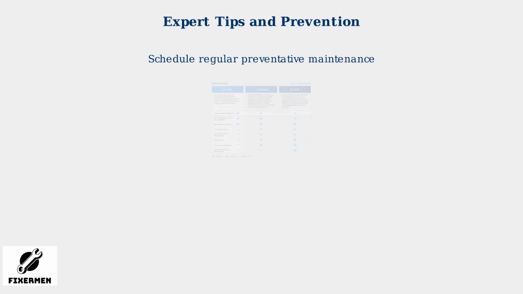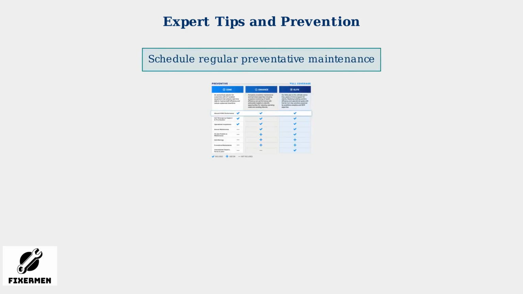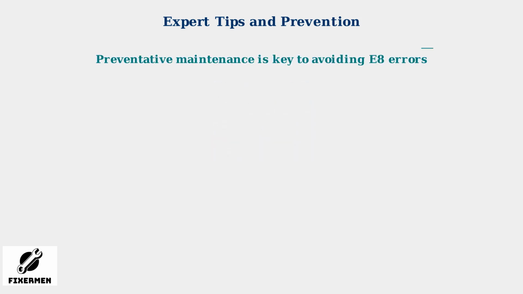Finally, professional preventative maintenance is crucial. Regular inspections and tune-ups can identify potential issues before they cause E8 errors. This not only prevents overload problems, but also extends the lifespan of your Carrier AC unit, saving you money in the long term. By implementing these expert tips and maintaining your system regularly, you can significantly reduce the occurrence of E8 errors and keep your Carrier AC running efficiently for years to come.